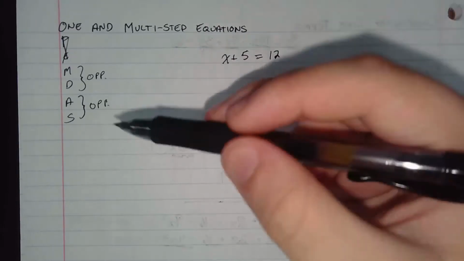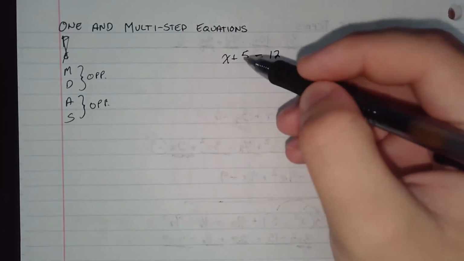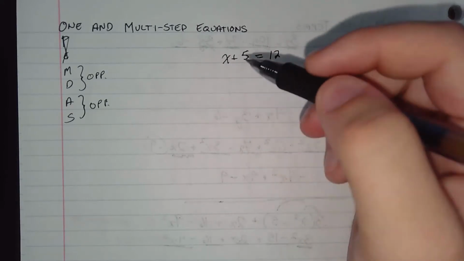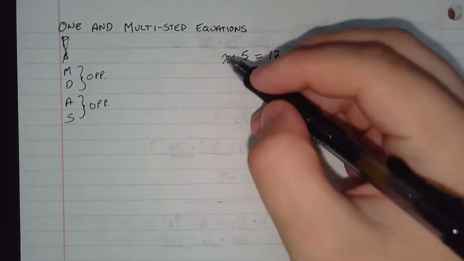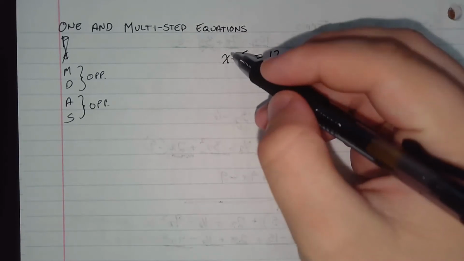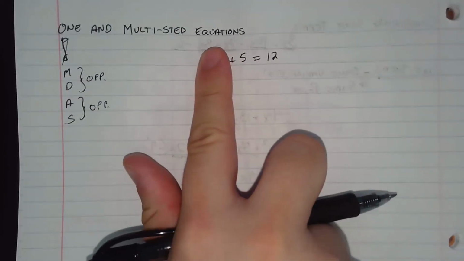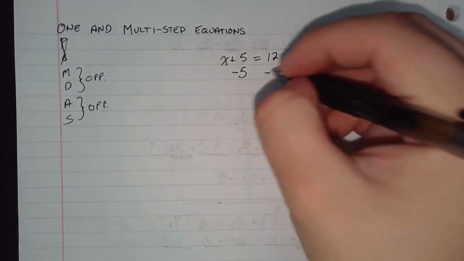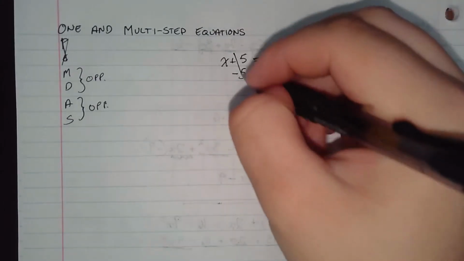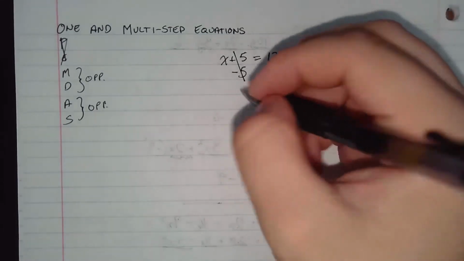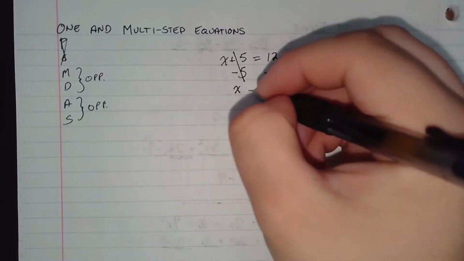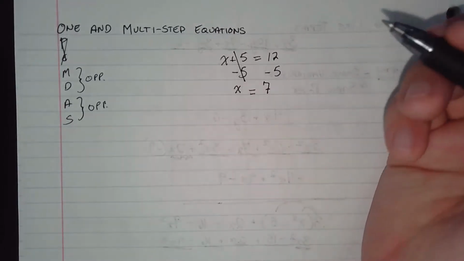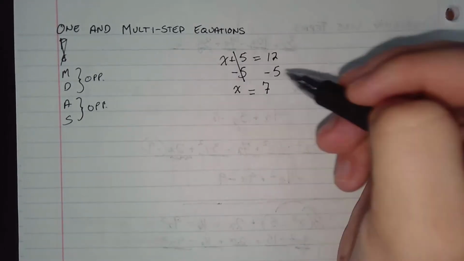So we want to do the additive inverse of whatever other term is there, or whatever is happening to x. We want to get this x by itself. So other than x, we just have plus 5. So the additive inverse of positive 5 is negative 5. So we would subtract 5 from both sides. 5 minus 5 is 0. Any number minus itself is 0. And 12 minus 5 is just 7. So we know that in this equation x equals 7.